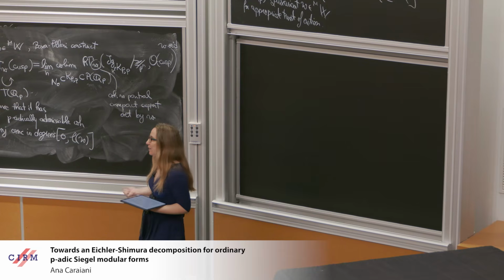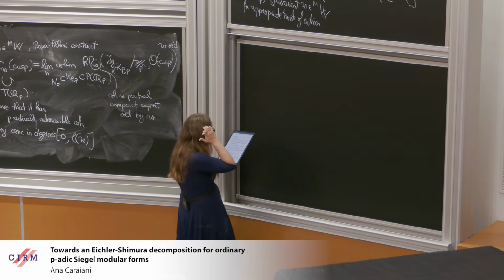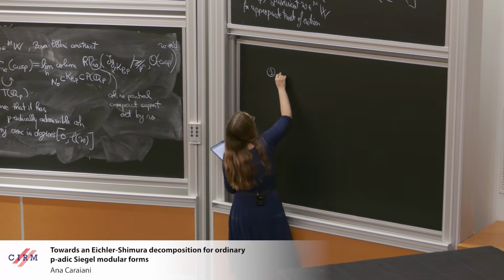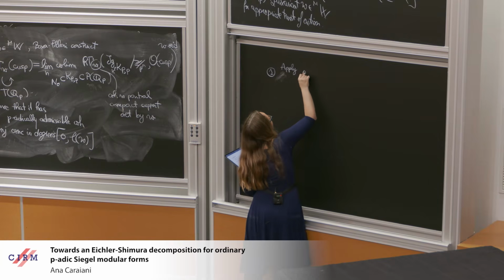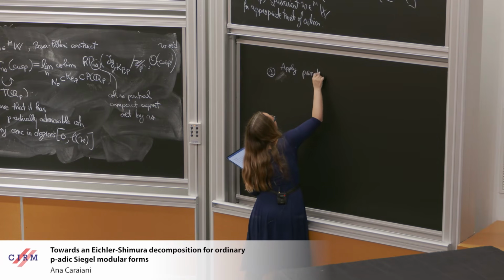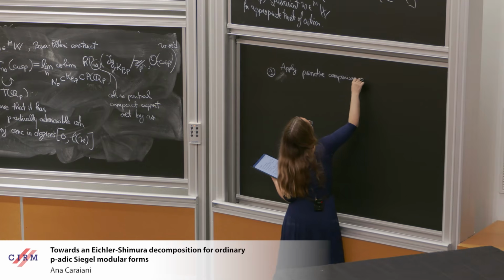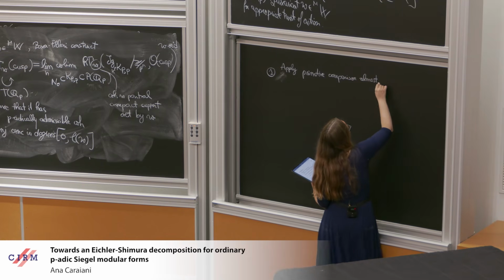So I'm going to give you steps in the argument, and then maybe I want to talk more about one of the steps, the one that I found the most confusing. So the first thing is clear. You apply a primitive comparison isomorphism that goes back to Faltings and Scholze. So primitive comparison, almost isomorphism in p-adic Hodge theory.